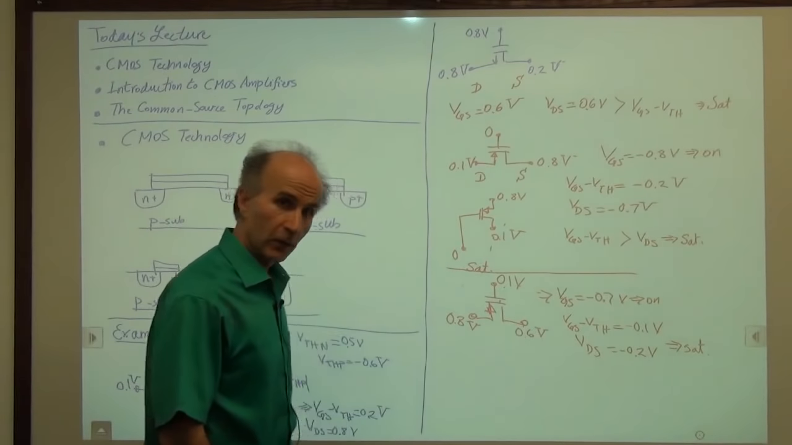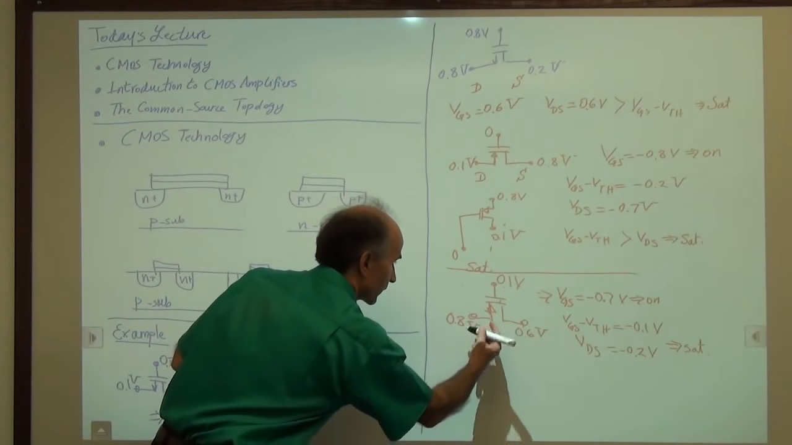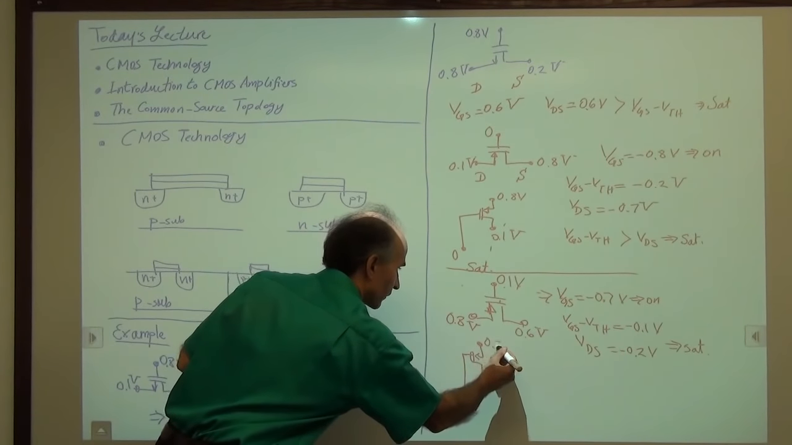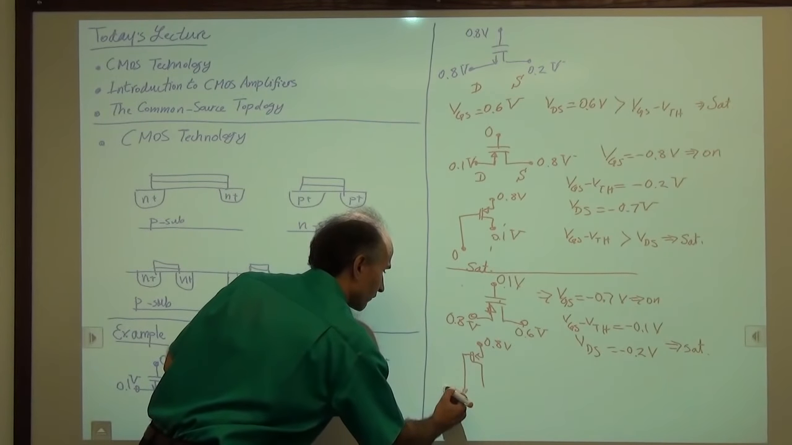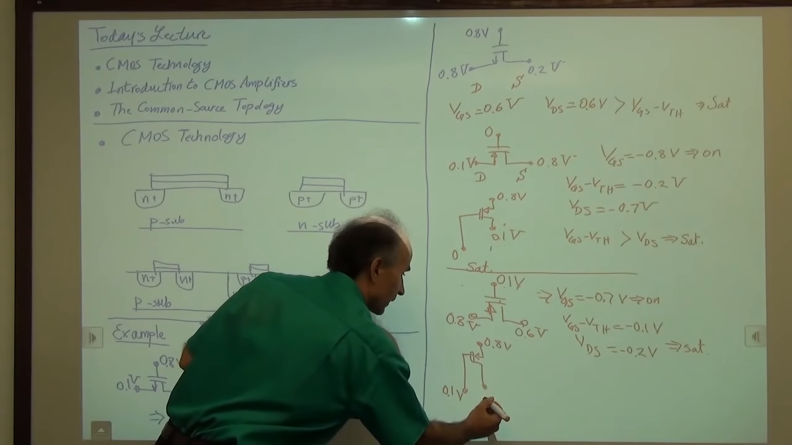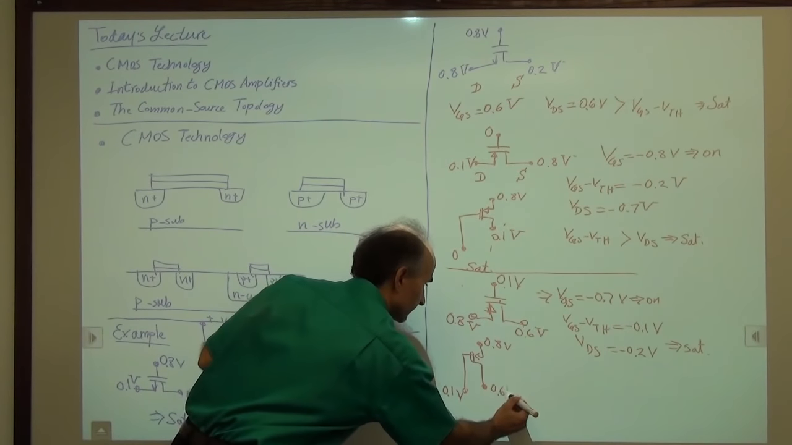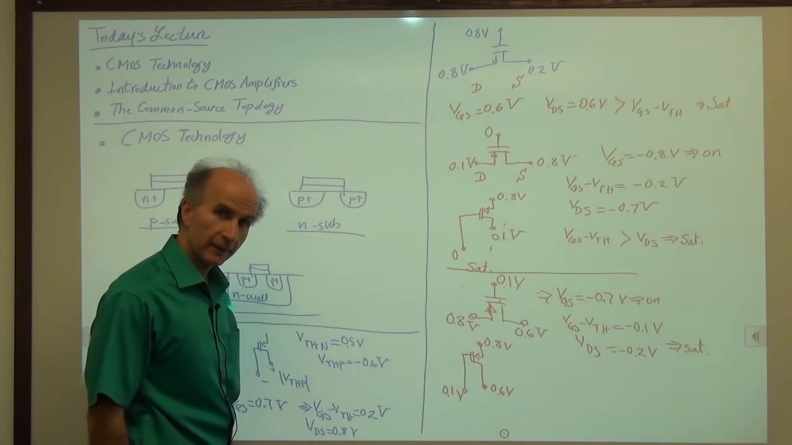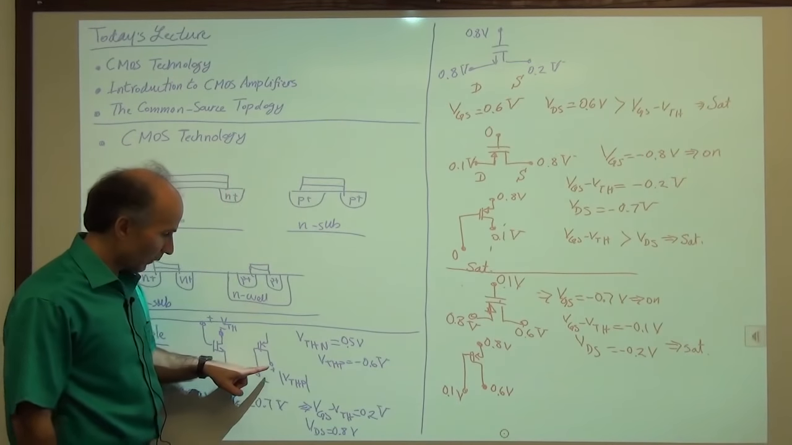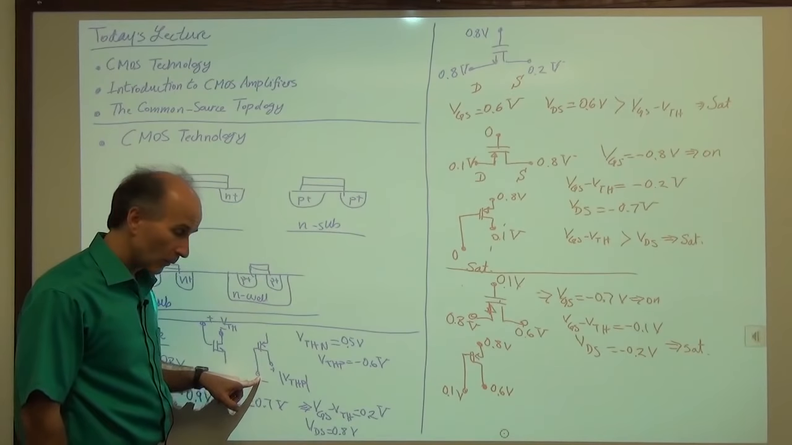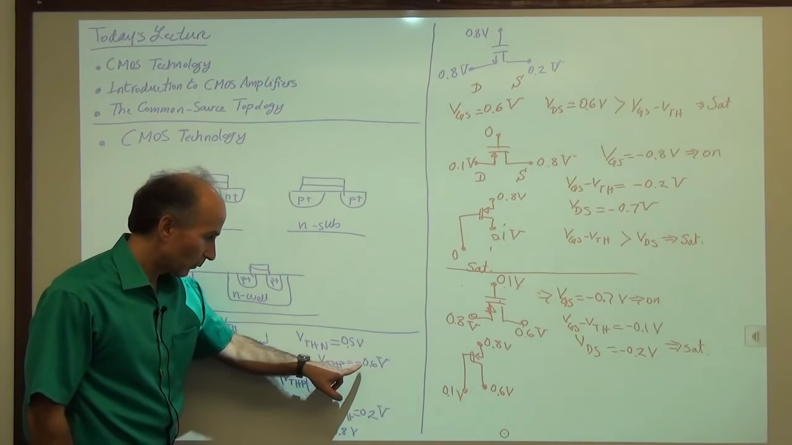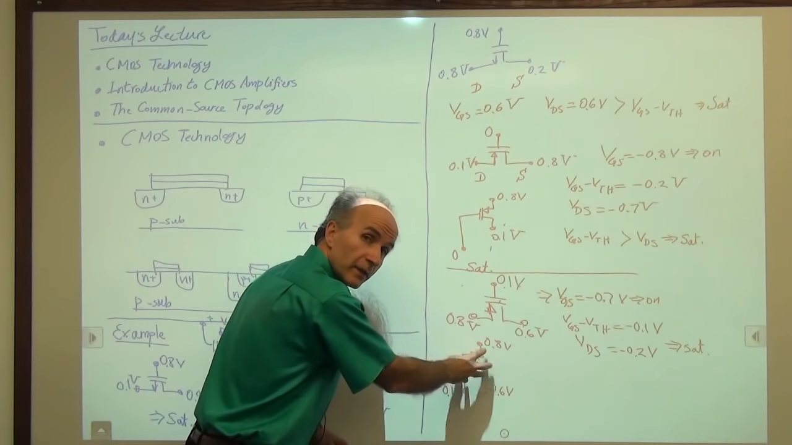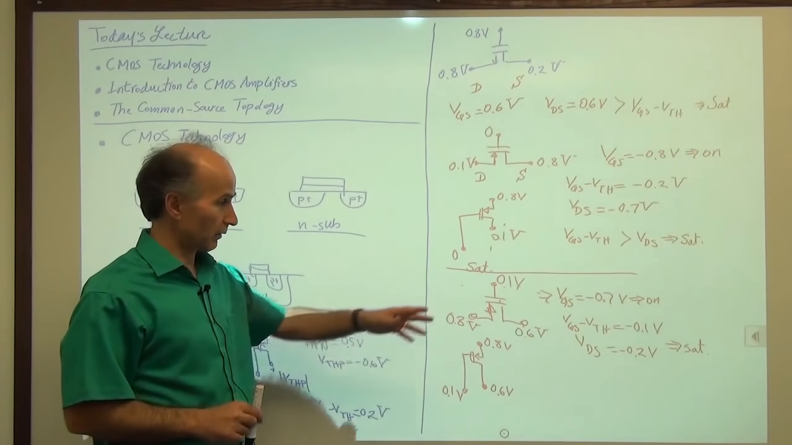And again, if you are in doubt, we go back to this picture. So let's redraw that with the source on top. The source is at 0.8 volts. The gate is at 0.1 volt. And the drain is at 0.6 volts. So the drain is higher than the gate by 0.5 volts, right? Whereas here, to be on the edge, you would need the drain to be higher than the gate by 0.6 volts. So because the drain is not too high, this device is in saturation. So that's good. It agrees with our equation.